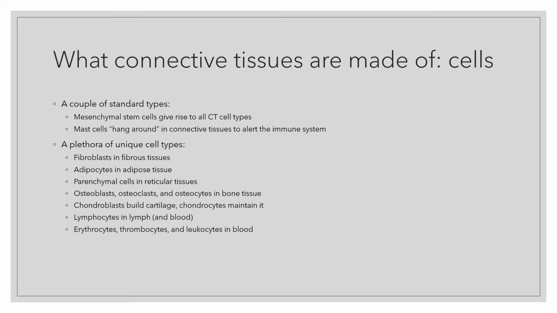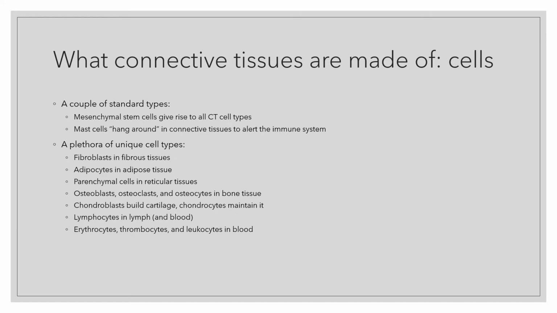Adipocytes exist in adipose tissue. Obviously, they store fat. Parenchymal cells exist in reticular tissues. That's just a broad catch-all category for functional cells of various types. There's reticular tissue in the liver that holds hepatocytes and reticular tissue in the lymph nodes that holds lymphocytes and various other sorts of these.